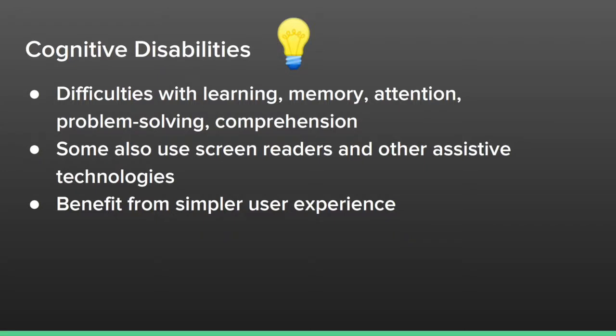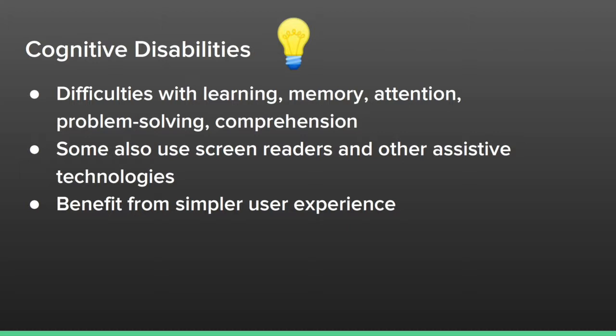So the final disability we're going to talk about is cognitive disabilities. In my opinion, the hearing one was the easiest because all we need to do is provide captions or transcripts. And this one is the hardest. This one's the least visual. You don't know by looking at someone what their processing is like or how they think at all. So these are users with difficulty with learning, memory, attention, problem solving, and comprehension. This could be autism, or this could be dyslexia. This could be just a very wide variety of things. This could be you're getting old and you're very forgetful.